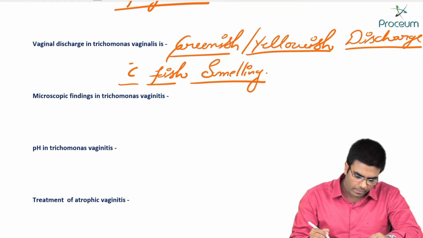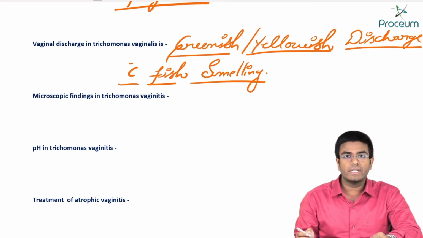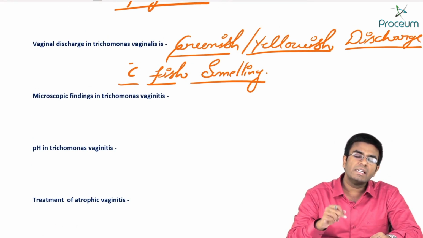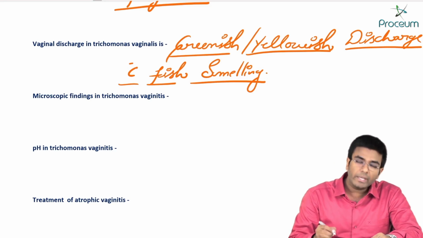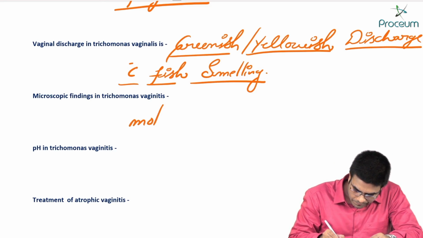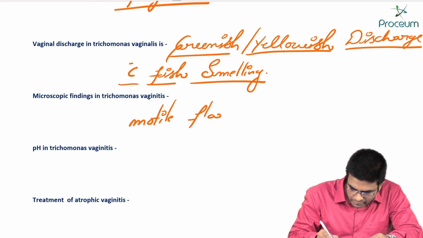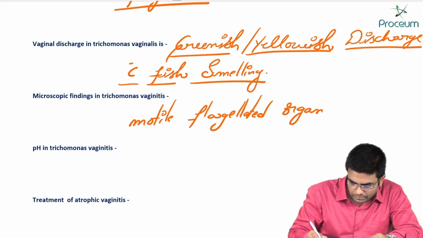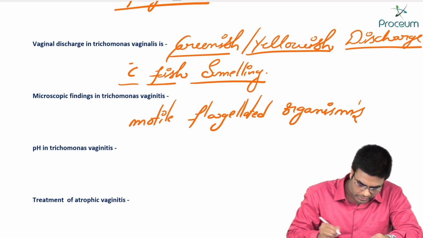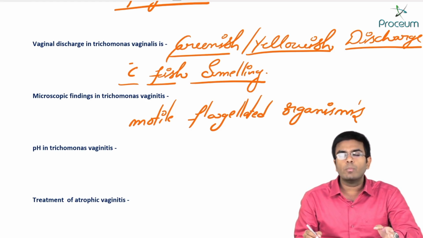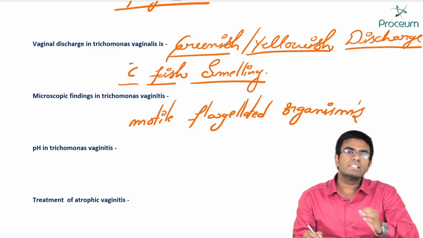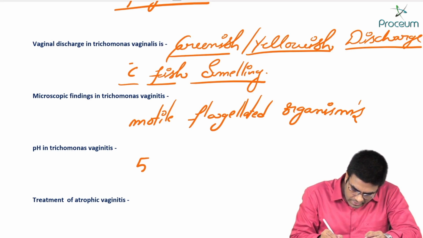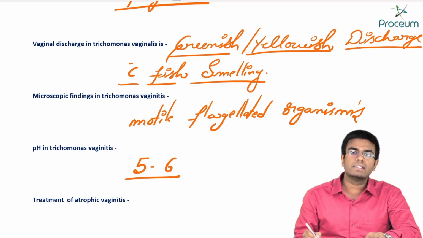Okay, now microscopic findings in Trichomonas vaginitis. If you put this discharge and see it under the microscope, you can see flagellated organisms which are motile. So under microscopy you can see motile flagellated organisms. Okay, now what is the pH in Trichomonas vaginitis? Usually here the pH is again moving towards alkalinity, somewhere between 5 to 6.